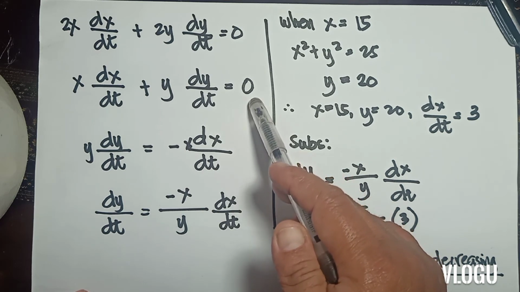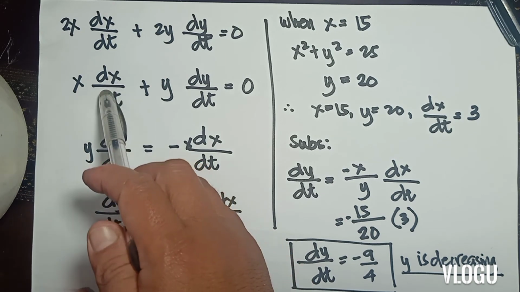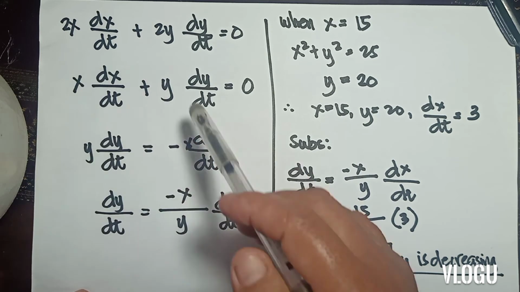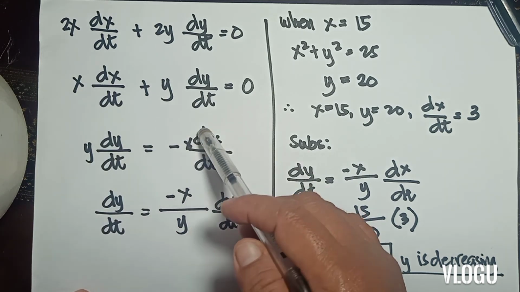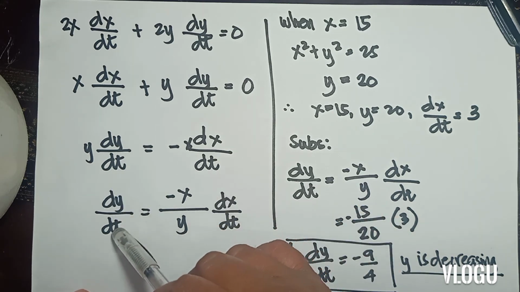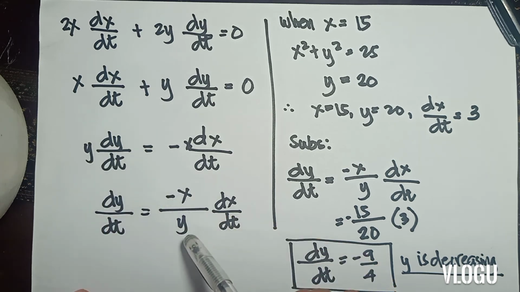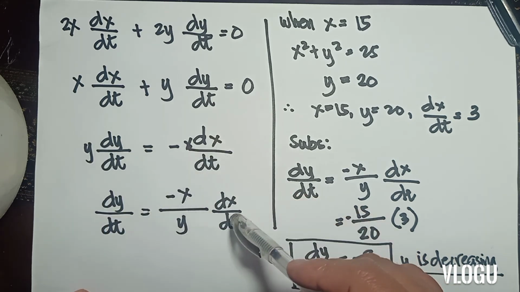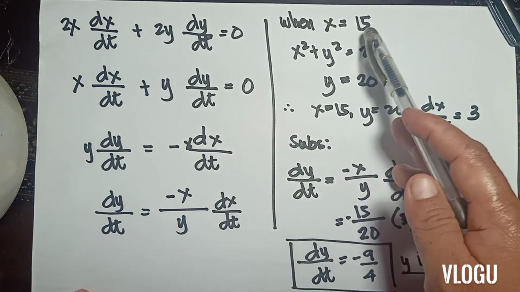We are solving for dy/dt, right? So y dy/dt, transpose the x dx/dt to the other side, that is positive, so when you transpose, that would become negative. So negative x dx/dt. So dy/dt, by cross multiplication, y would become a denominator here. So dy/dt is equal to negative x dx/dt over y. So we are going to find dy/dt when x is equal to 15.